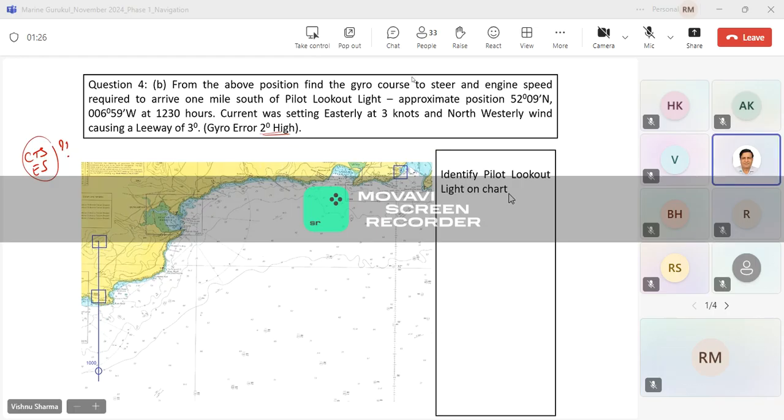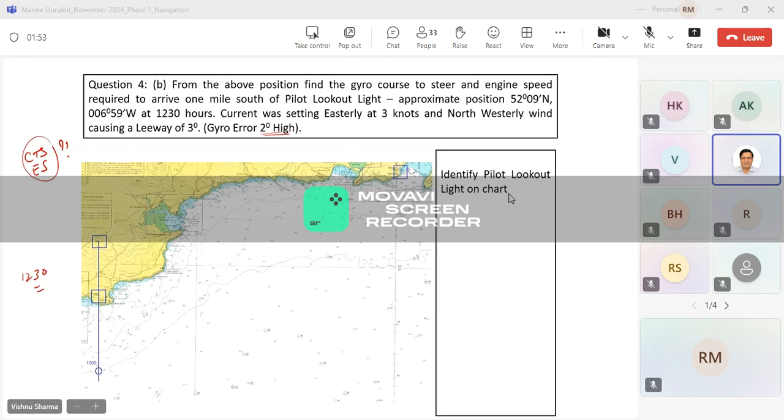Current in the at 12:30. So when do you want to reach 1 mile south of pilot lookout light? You are starting at 10 o'clock from here. You reach your destination at 12:30. Okay. The current in the region was setting easterly at 3 knots, and there is a northwesterly wind causing a leeway of 3 degrees.